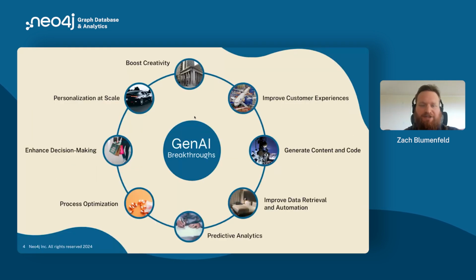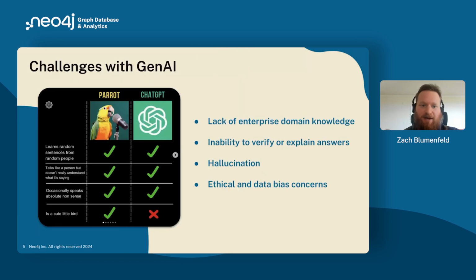So I think a lot of us are familiar with GenAI at this point, right? We see GenAI applications for knowledge assistance, report generation, search APIs, different chatbots across a ton of different industry verticals. But a lot of the challenge with GenAI comes down to things like lack of domain knowledge inside of the pre-training data, inability to verify or explain answers, especially when working with very domain-specific data and very exact use cases. Also issues with hallucination, and all of this leads to a bunch of ethical and data bias concerns as well.